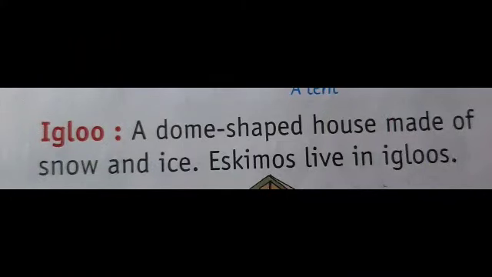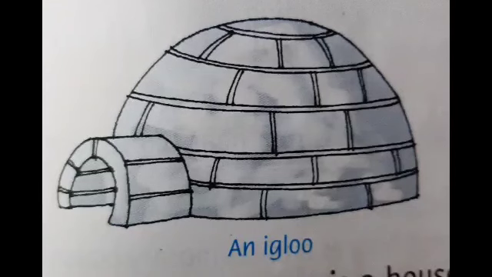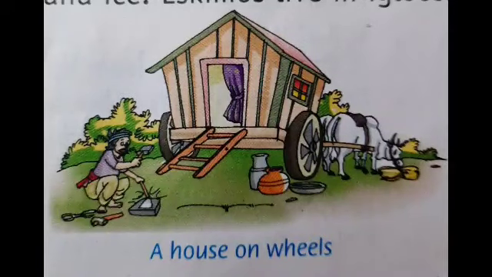Now next topic is igloo. An igloo is a dome shaped house made of snow and ice. This is a picture of an igloo. Now next is caravan. A caravan is a house on wheels. It is a mobile house, and also a temporary house. You can see in the picture, this is a house on wheels.